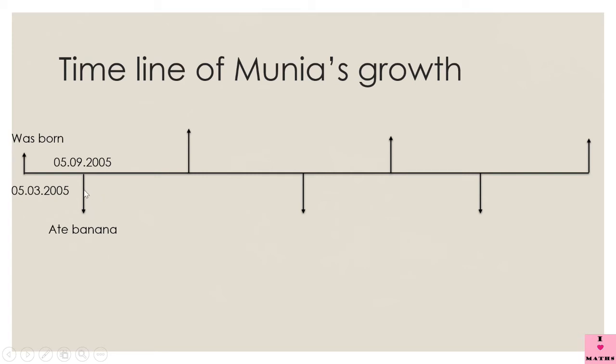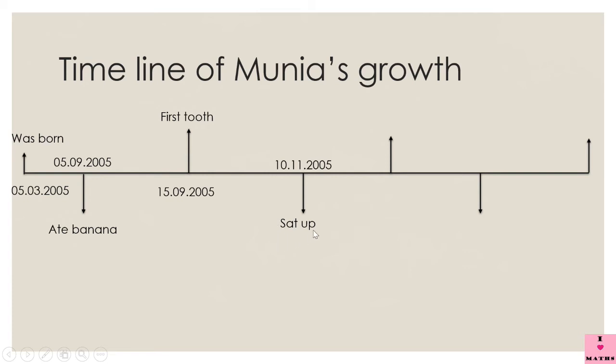Munya ate a banana on 5th September. Till then, she was just drinking milk. So, Rani noted this very carefully in her diary. First tooth appeared in Munya's mouth on 15th September 2005. And Rani was very excited to see that first tooth, and she noted down this date in her diary again.